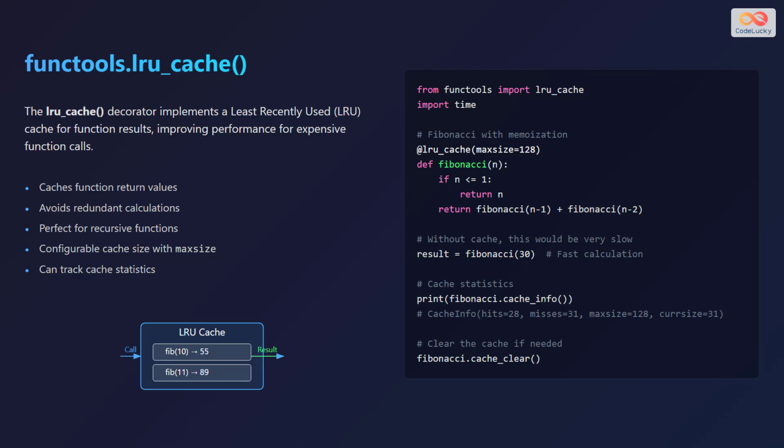We can also access cache statistics by calling the cache info method on the function. This returns a named tuple containing information about the number of hits, misses, max size, and current size of the cache. Finally, we can clear the cache if needed by calling the cache clear method on the function.